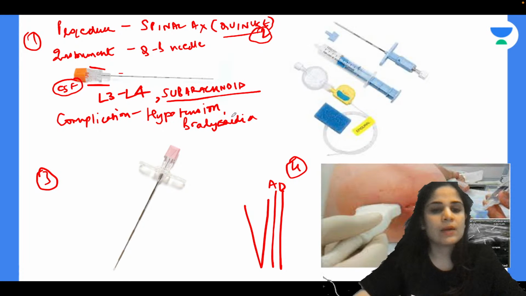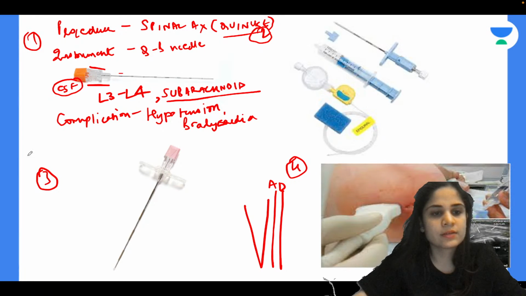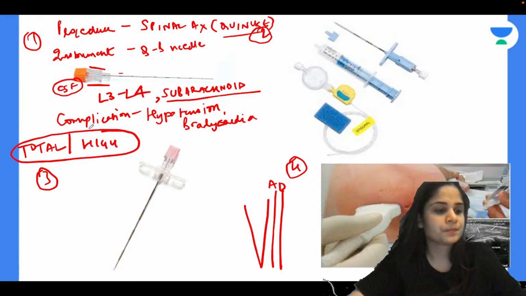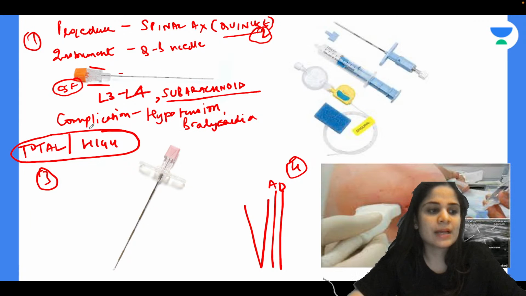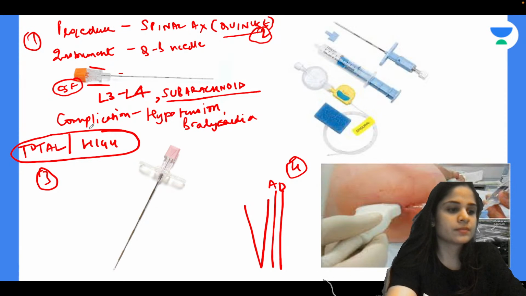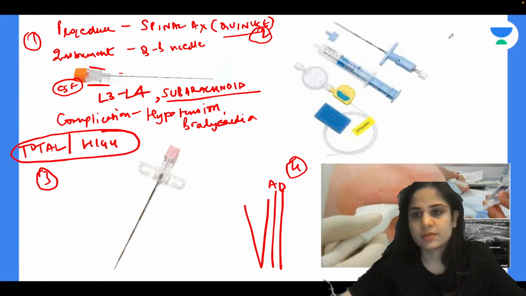Okay. Now I want you guys to tell me the difference between two things. One is total spinal anesthesia and one is high spinal anesthesia. Total and high spinal anesthesia. Can anyone tell me what is the main difference between both of them? Because this can be asked in your exam as a clinical question. Okay. So I'll draw it over here and I'll explain it to you. What is total spinal and high spinal anesthesia?